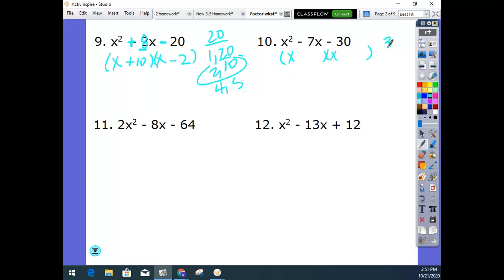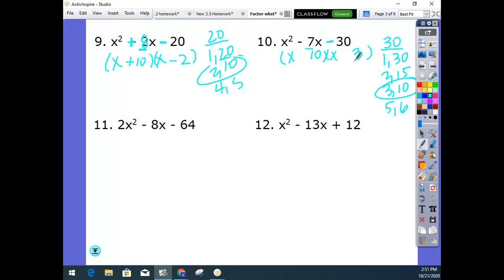X and x, factors of 30, subtract to get 7. A lot of times it's helpful to put the numbers in before you do the signs, because then you can match the signs as your very last step. Minus 7 goes with the 10, plus 3.